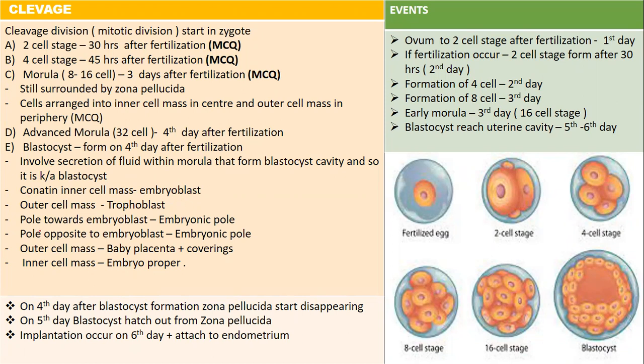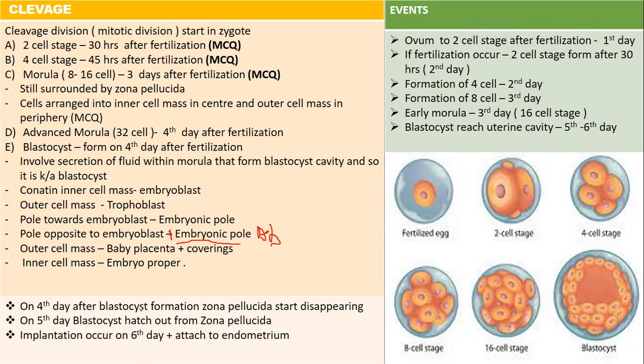The pole towards the embryoblast is the embryonic pole, and the opposite is the abembryonic pole. Just write AB before it. Now, the outer cell mass forms the coverings and placenta, and the inner cell mass makes the complete embryo proper.